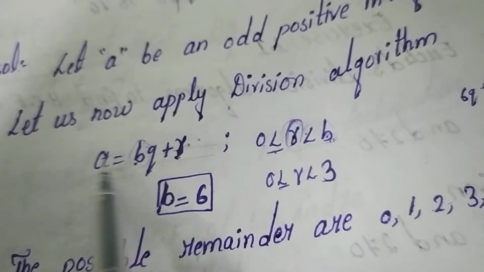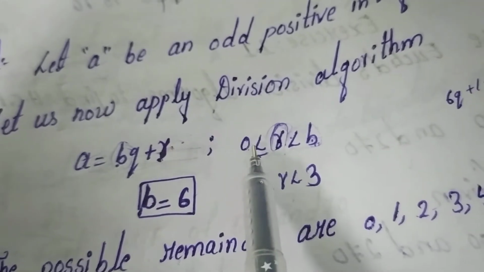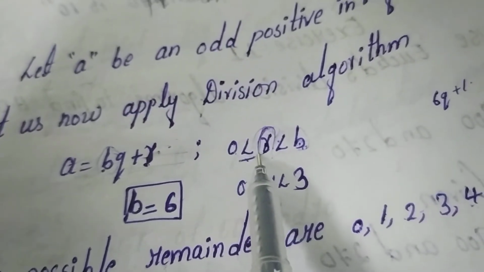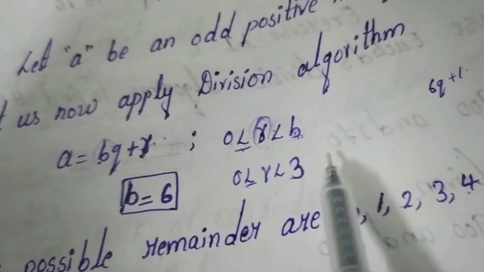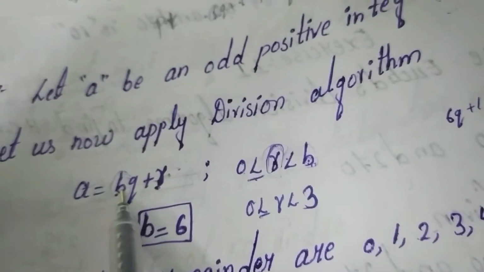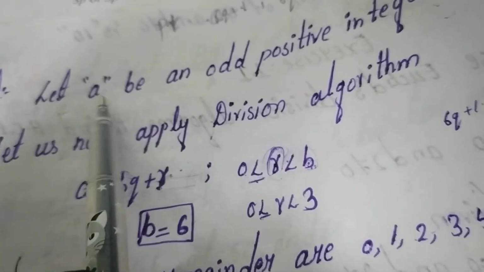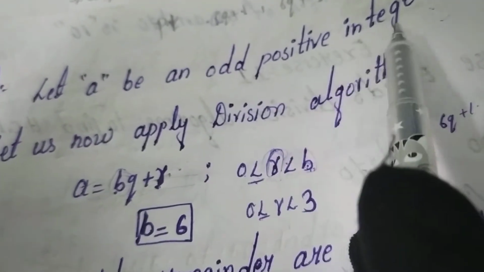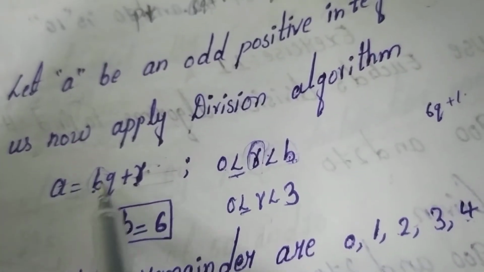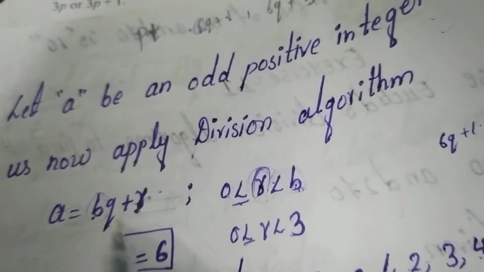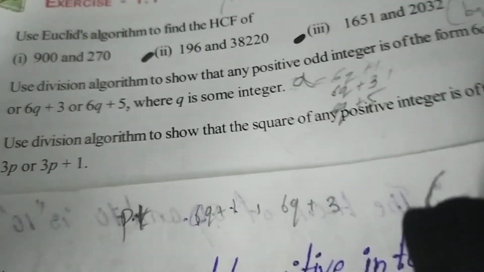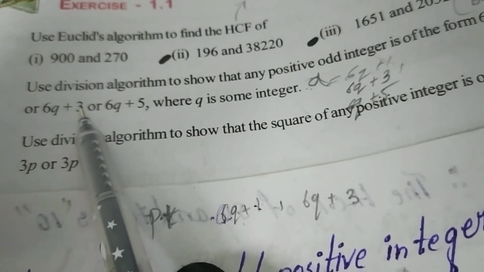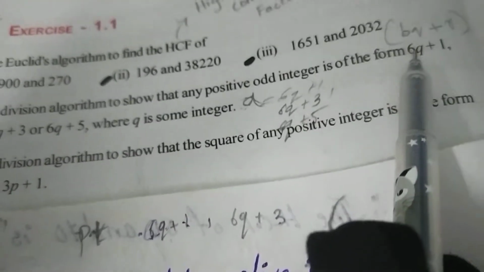What is the formula? a equals bq plus r. The second condition is 0 less than or equal to r, and r is less than b. This is our two conditions. Here, what is b? Here a is an odd positive integer. What is b? b is taken from the question only. What is the question here? The question is 6q plus 1, 6q plus 3 and 6q plus 5. So 6 is in place of b.